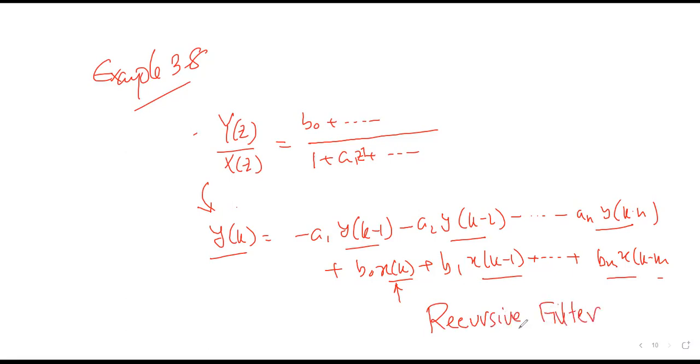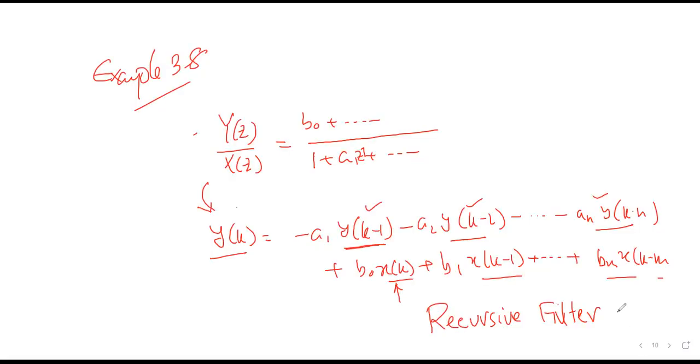Okay, so because of the recursive nature, if there are errors in the previous output, all the errors will also be accumulated. So this is the infinite impulse response filter, also known as a recursive filter. On the other hand, there is another filter.